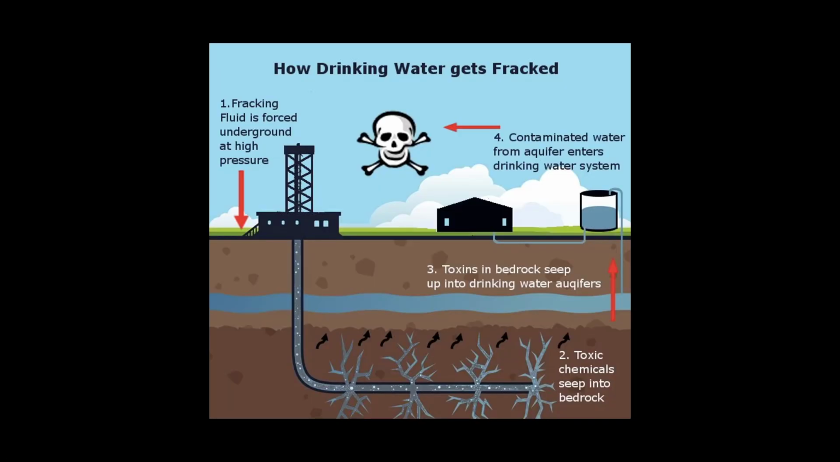So again, looking at this, we have the fracking fluid forced underground at high pressure to break apart these rocks and release the natural gas. But those chemicals that are pumped down there can seep into the drinking water, which then seep into the aquifers and are contaminating the drinking water systems.